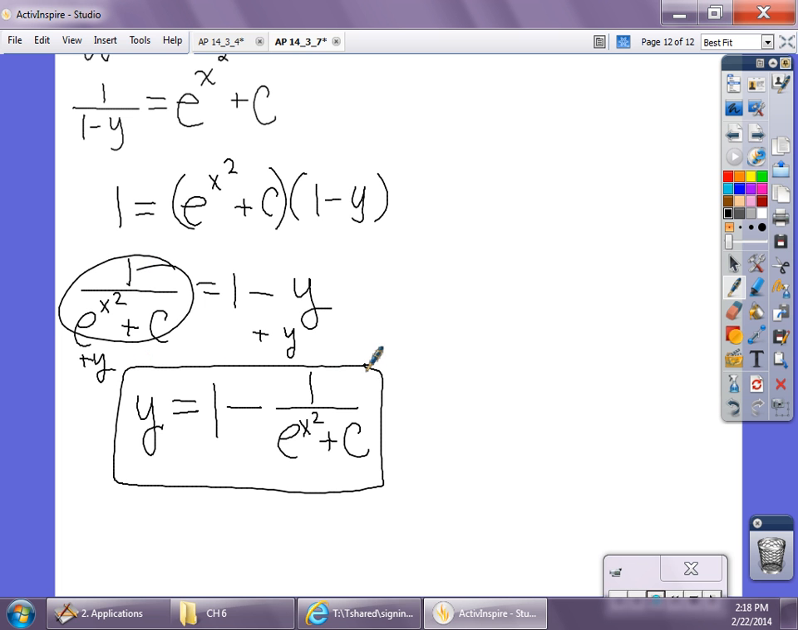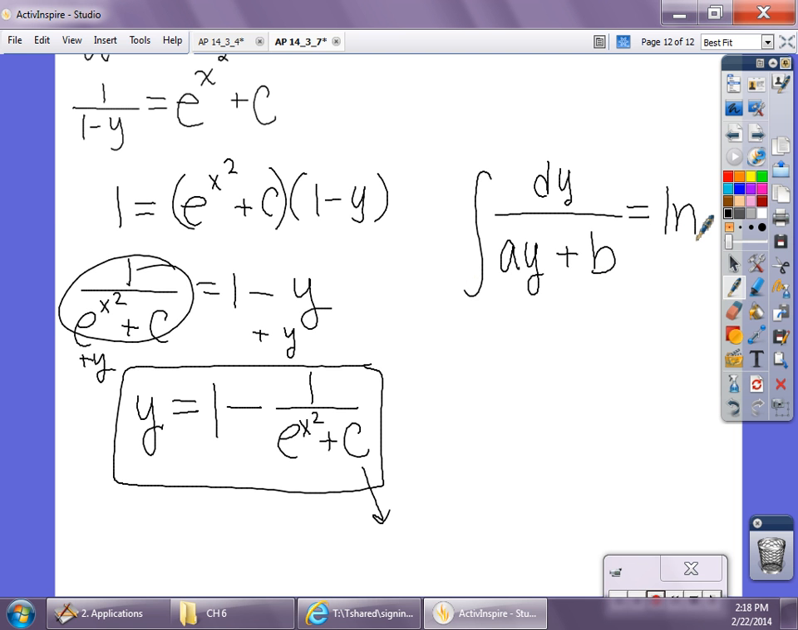Notice, number 1, there's no a here. I left that alone. It was not in the same form. Number 2, there was no ln in this problem. So what you should notice is I want you to know that dy or dx, whatever it is, over a y plus b. So that's really the form. This is an ln problem. Okay, that is how you can tell.